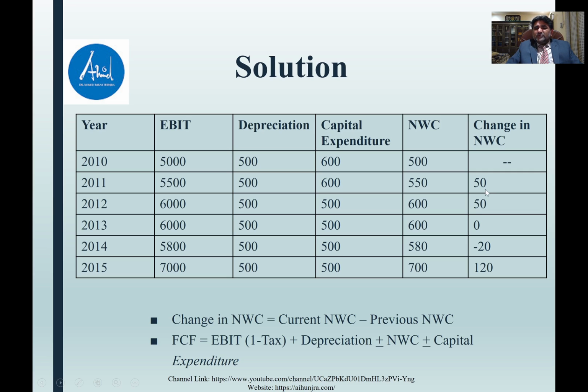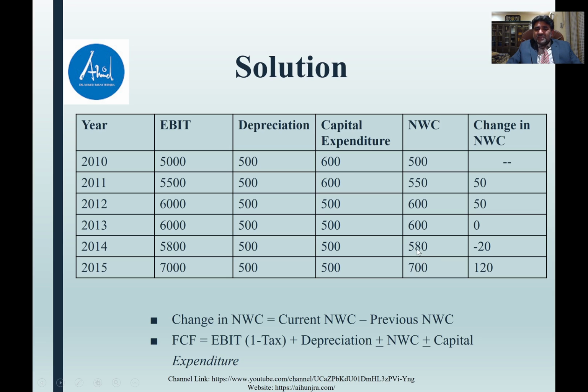Simply we can understand, if change in net working capital is positive, that will be subtracted in the formula. If it's negative, that will be added in the formula. Why? The logic is that free cash flows are the cash flows which are distributed among debt providers and equity providers after meeting the business requirement.